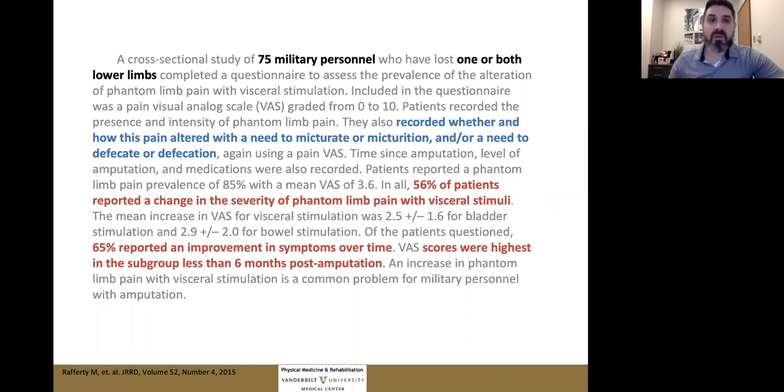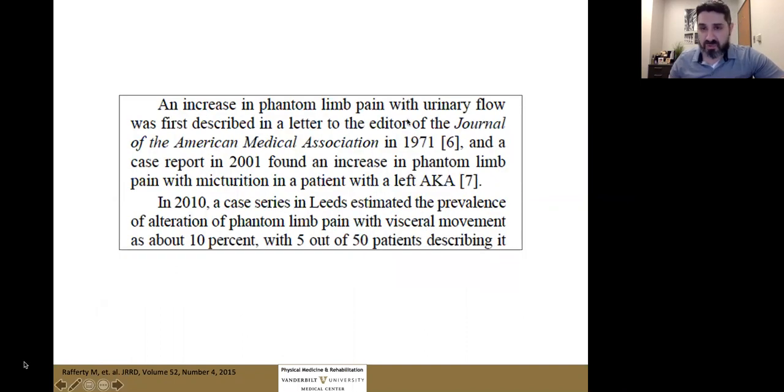They also noted that this has been reported in the literature as far back as 1971, right? Phantom pain with urinary flow, and vascular tone changes. Like when the bladder empties, for instance, vascular tone changes can give somebody the tingles post-operatively.